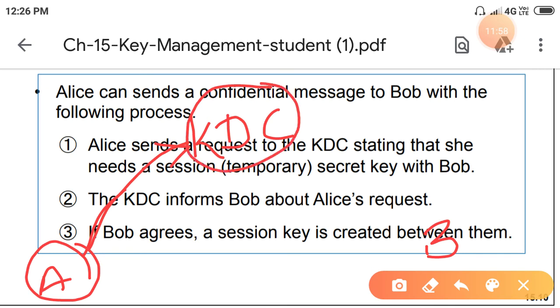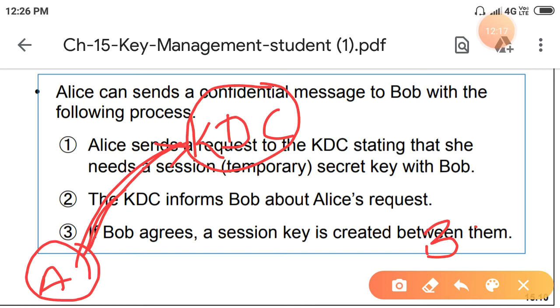Okay, next, why is he sending a request? He wants to communicate with B. So the request is sent to the KDC. "Yeah, I want to talk with Bob. I need a session key." It is sending the request to the KDC, which needs a session secret key with Bob.